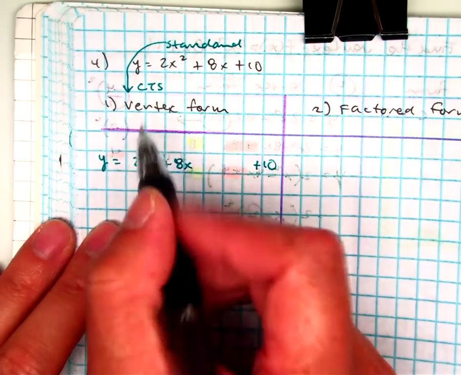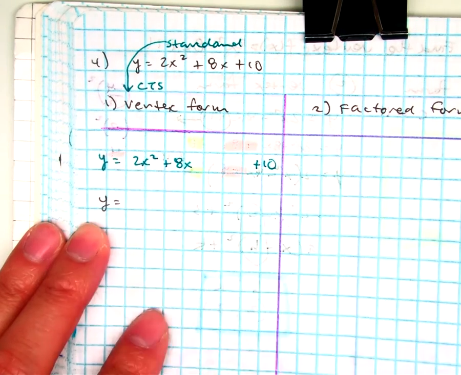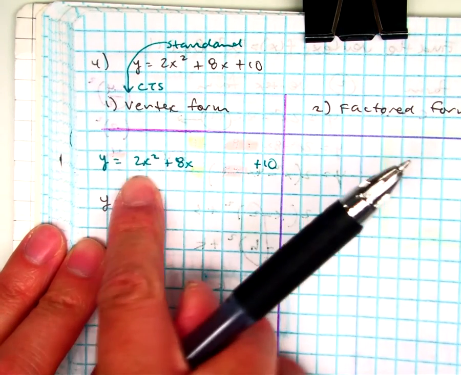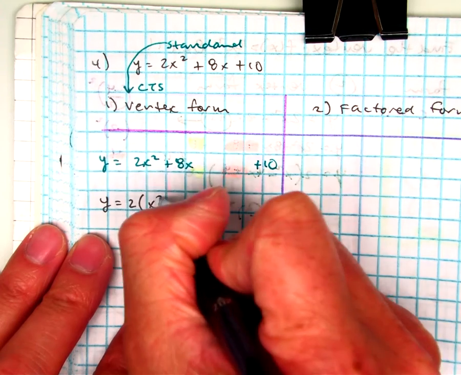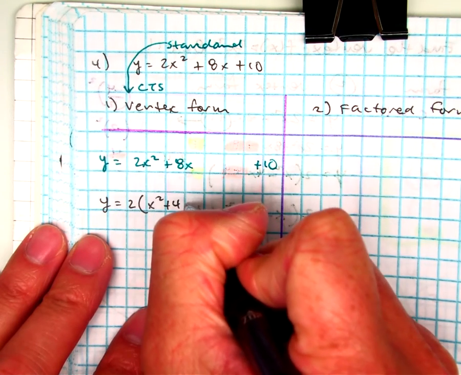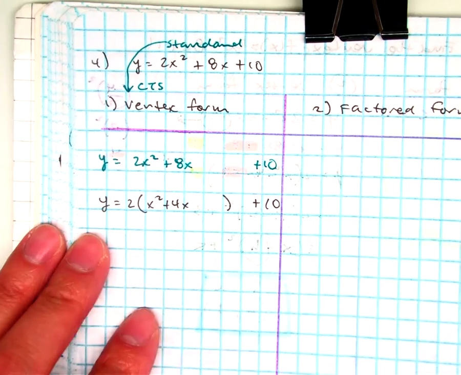And then we're going to have to do, what's the next thing we have to do? What do you guys do here? Factor. So I factor out a 2: x squared plus 4x plus 10.